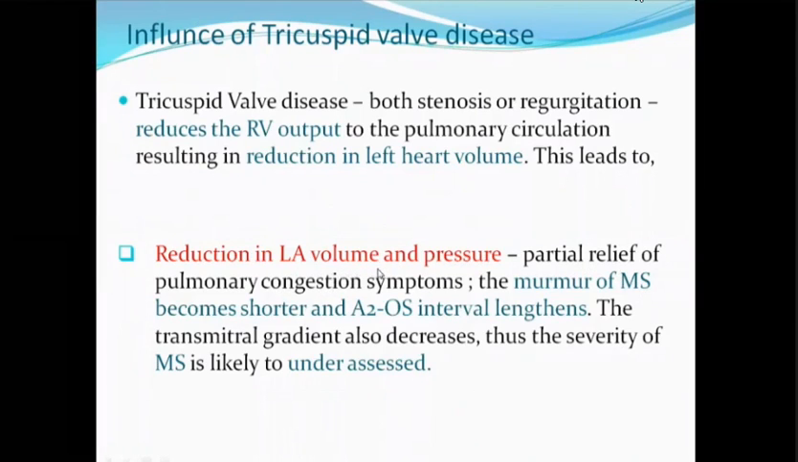if any tricuspid valve disease is present, it causes reduction in the left atrial volume and pressure, so there is partial relief of pulmonary congestion symptoms. The murmur of mitral stenosis becomes shorter and the A2 to OS interval lengthens. So the transmitral gradient also decreases. Thus the severity of mitral stenosis is likely to be underassessed if it is present with associated tricuspid valve disease.